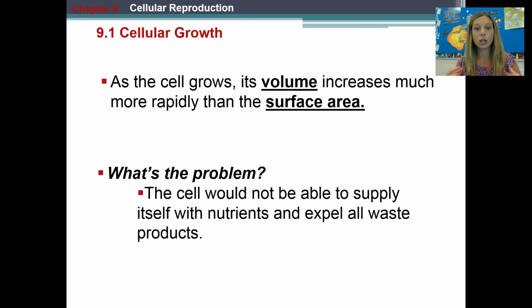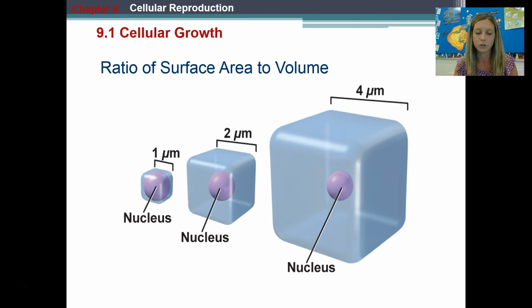So now here's the problem. As a cell gets larger, taking in nutrients and getting bigger, its volume actually increases a lot faster than its surface area. The problem is you're increasing the inside so much, but not the outside, and the outside can only take in so many things or let out so much waste that it cannot supply itself with nutrients or expel the waste that it needs to anymore once it gets big to a certain point.